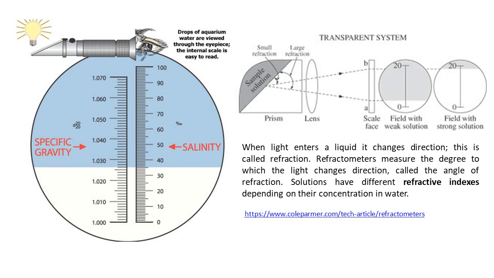Solutions have different refractive indices depending on their concentration in water. That's why you can measure the concentration of salt in water, because different salt concentration would result to different refractive indices. So here in the example, the salinity of the water is at 35 ppt.